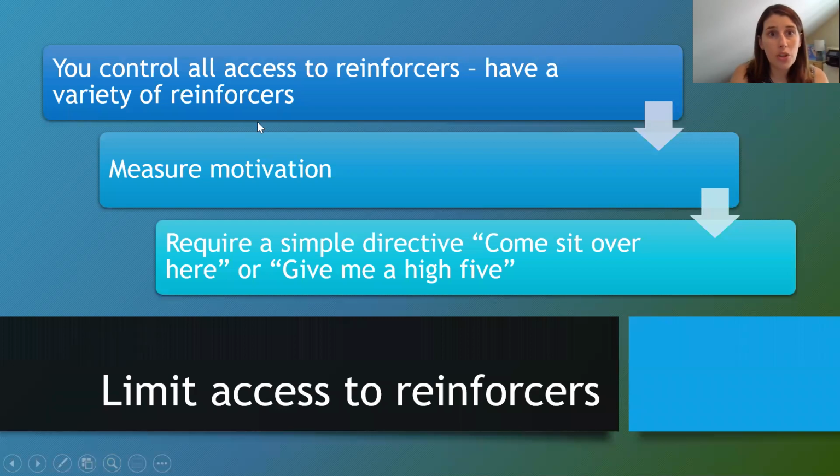So limit access to the reinforcers. You want to have access and control of all of the reinforcers, and you want to have a variety of reinforcers available to you immediately.